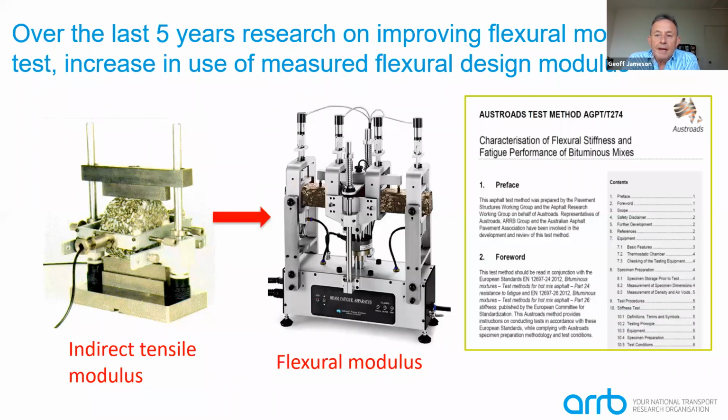So in terms of determining design modulus, up until recently, the indirect tensile test was used to determine the modulus of asphalt cylinders. But over the last 5 years, there's been considerable work done to improve the method of determining the flexural modulus of beams. And there's now an improved test method available to enable you to test for flexural modulus, and so there's more emphasis these days on using flexural modulus rather than indirect tensile modulus values.